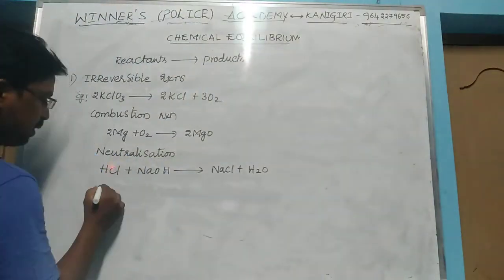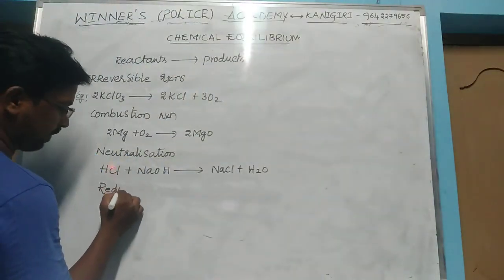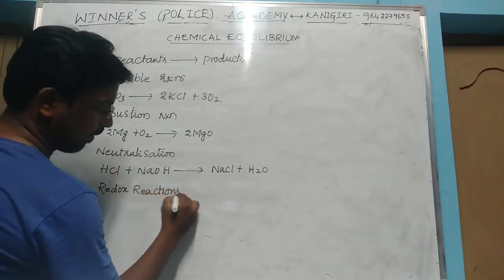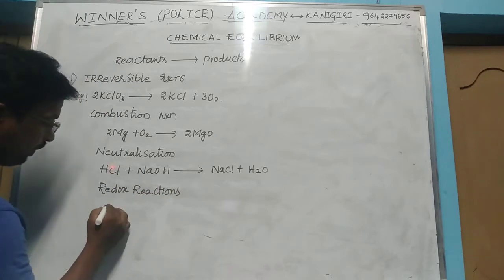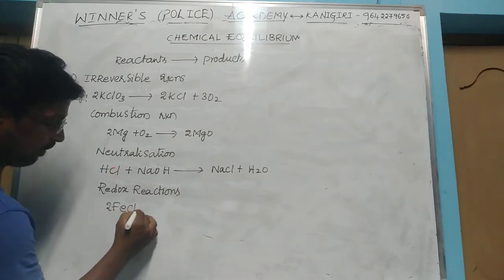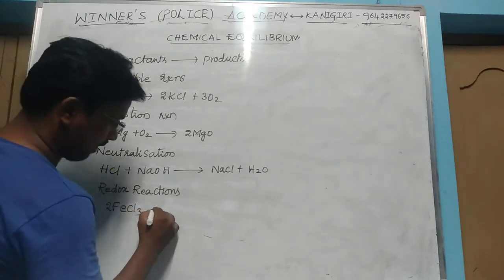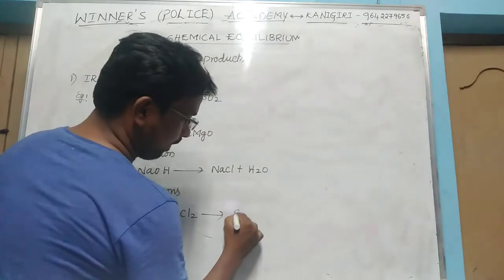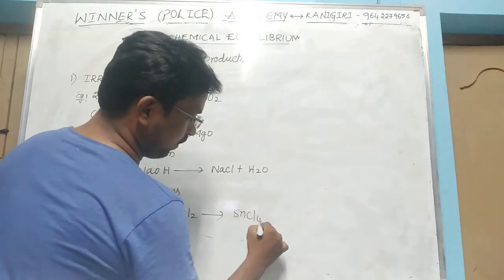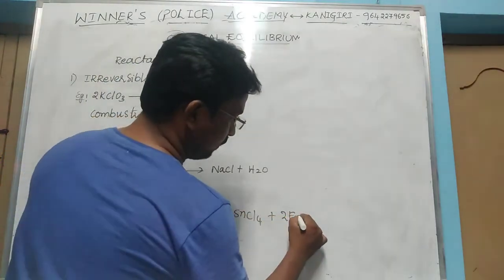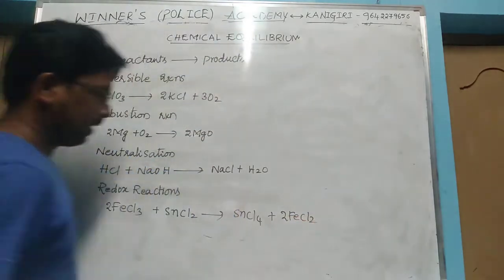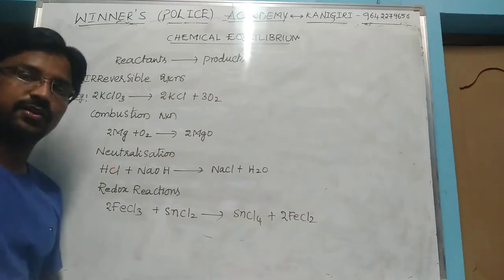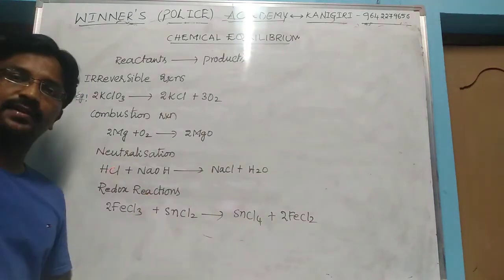And another one is redox reactions. Example, 2FeCl3 plus SnCl2 gives rise to SnCl4 plus 2FeCl2. So this reaction is also carried out in a single direction. So this is also an example.